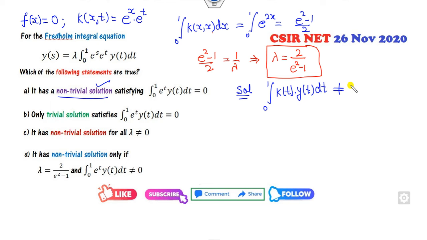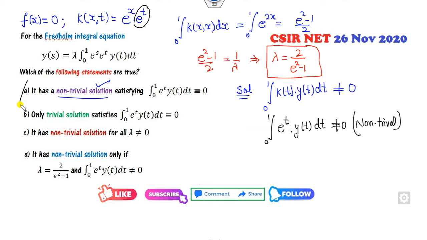So what is the k? If you look at that, k will be e raised to power t, and y is my solution. It should be non-zero for the non-trivial solution. But here it is equal to 0, so that means this option is cancelled out. Always remember, if it is 0, then we call it the trivial solution. Only the trivial solution is satisfied here.